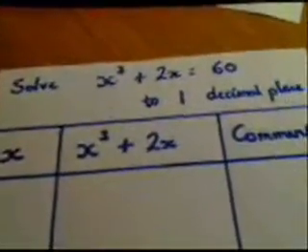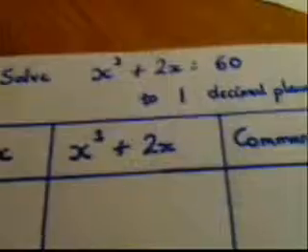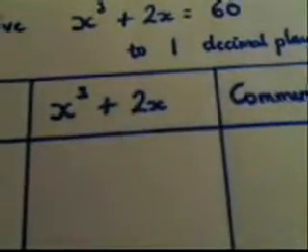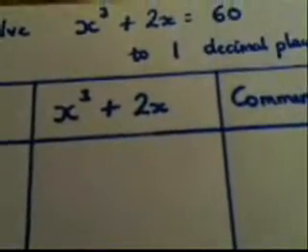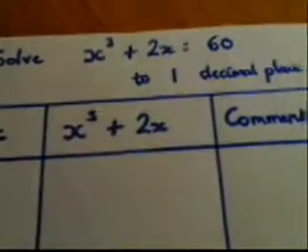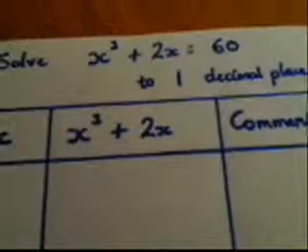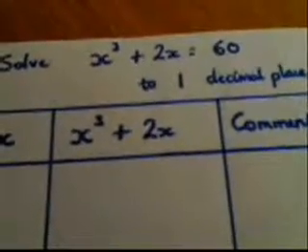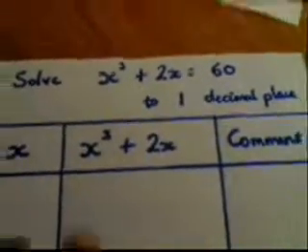Okay, in this video is another example of using trial improvement to solve an equation, and this one is a cubic, so we've got x cubed plus 2x equals 60, which would be very difficult to solve any other way. So once again, just like we did with the squared, we're going to need to make an initial estimate, an initial trial, and we're going to look at the cubes.